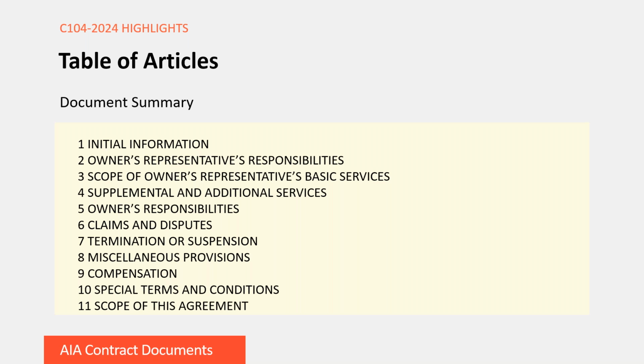As you can see on the table of articles on this slide, the document starts out with initial information. It moves into the owner's representative's responsibilities, its basic services. Then you'll have supplemental and additional services. You'll have the owner's responsibilities. And as we move through to the document end, you'll see special terms and conditions and the scope of this agreement.